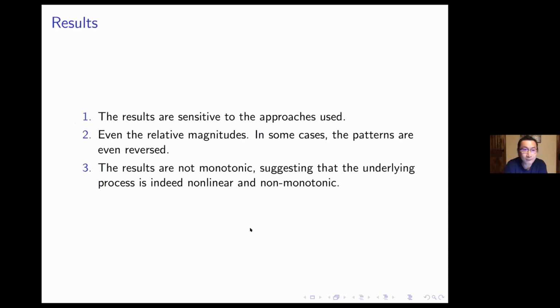Okay, so I will summarize: all those results are very sensitive to the approaches that we use, even the relative magnitudes. When we look at patterns between geographic areas and between different cohorts, some of the patterns actually reverse. So there is no robust result that emerges from looking at these mobility measures when we change how we view things and how we weight things. Also the results are not monotonic, suggesting that the underlying process is really nonlinear and non-monotonic as well. That's very consistent with my previous work and Stephen's work, thinking about the U shape in the derivative, or the inverted U shape in the derivative.